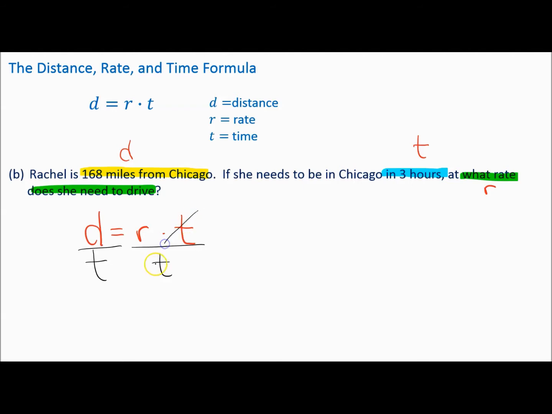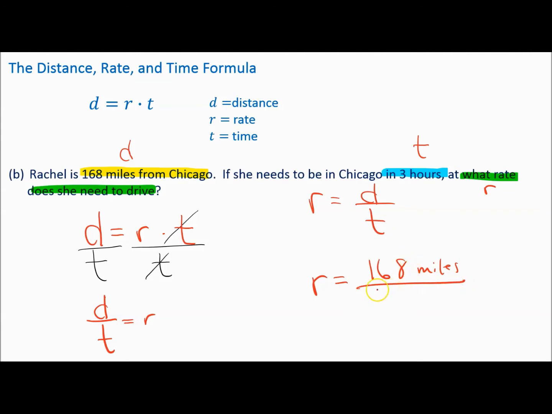Now on the right, the T's cancel, if you'll notice, and you're left with D divided by T is equal to R. You can think about that as a brand new formula. D divided by T is equal to R. So when I solve for R, I can plug in D for my numerator. Remember, that was 168 miles. I'm going to use the units this time so you can see what happens. And T is in hours, and it's 3 hours.